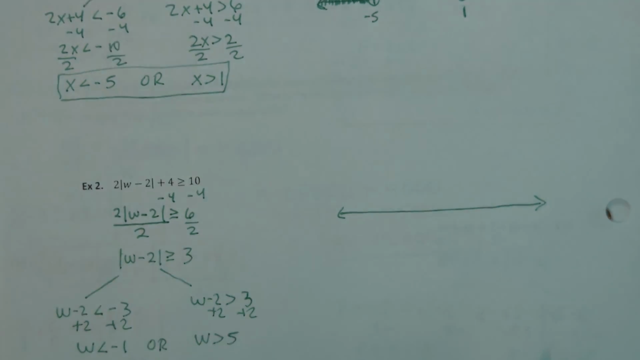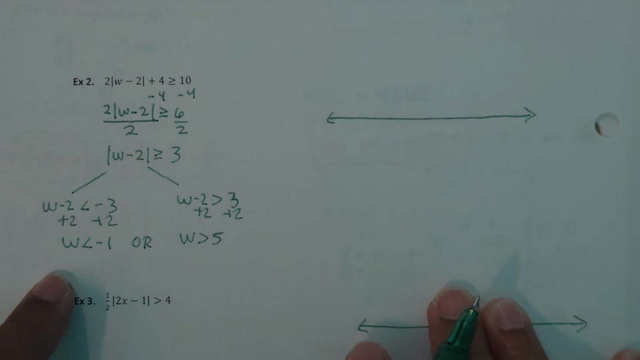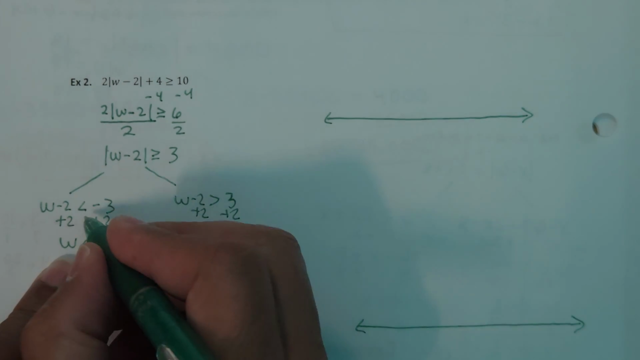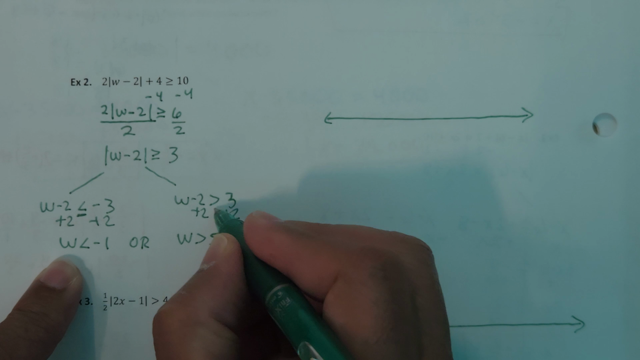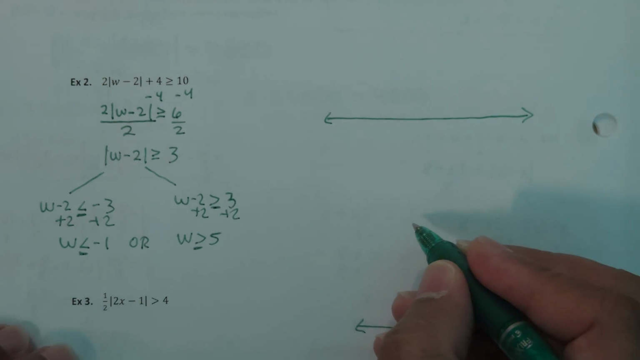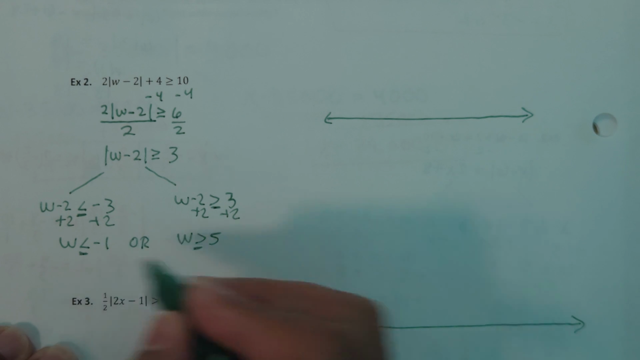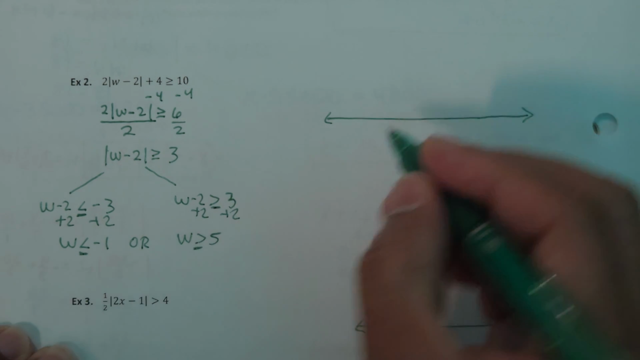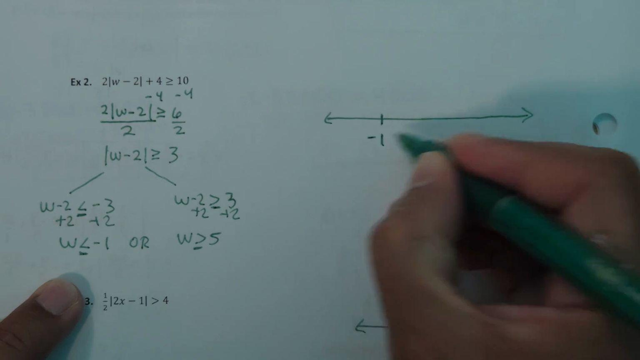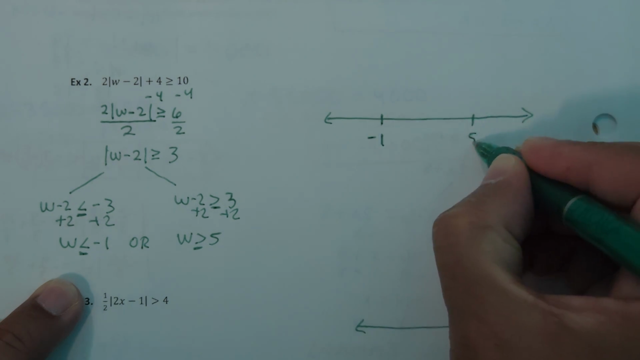So we have the inequality solution for this problem. W is less than, and I forgot the equal to, right? So let me go back and correct that. Just add it, equal to, because that matters. That means you're including negative 1 and positive 5. So let's say this is negative 1, and let's say this is positive 5.